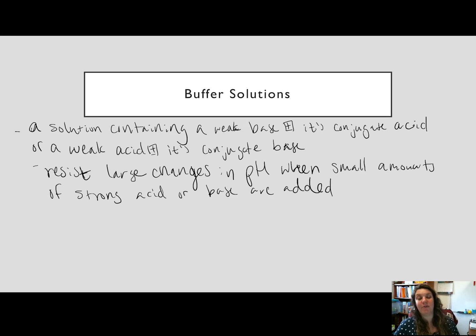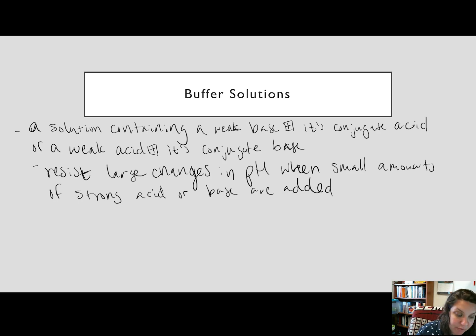So keep in mind that if you add a strong acid or strong base, you're going to directly produce hydronium or hydroxide, which significantly changes your pH. So if you add a strong acid or strong base into water, it will completely dissociate. Now, that's a little bit different when we add a strong acid or a strong base into a buffer.